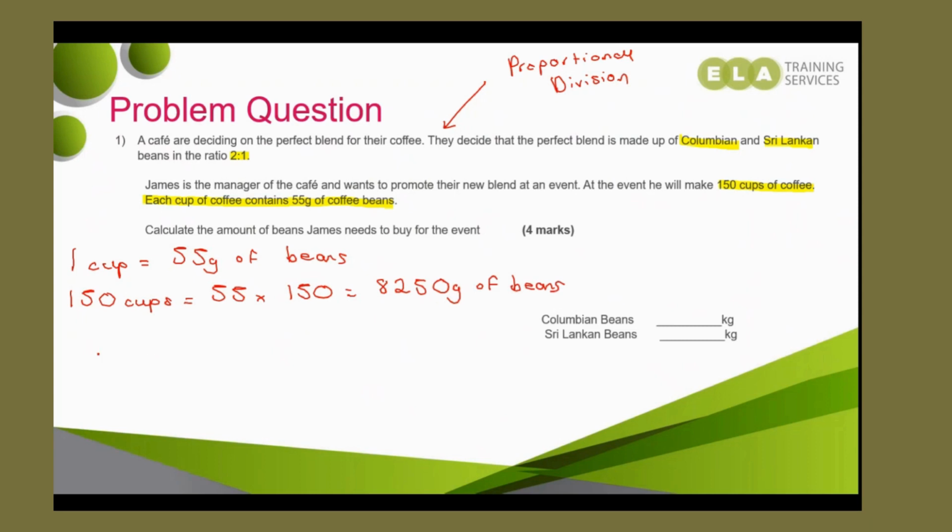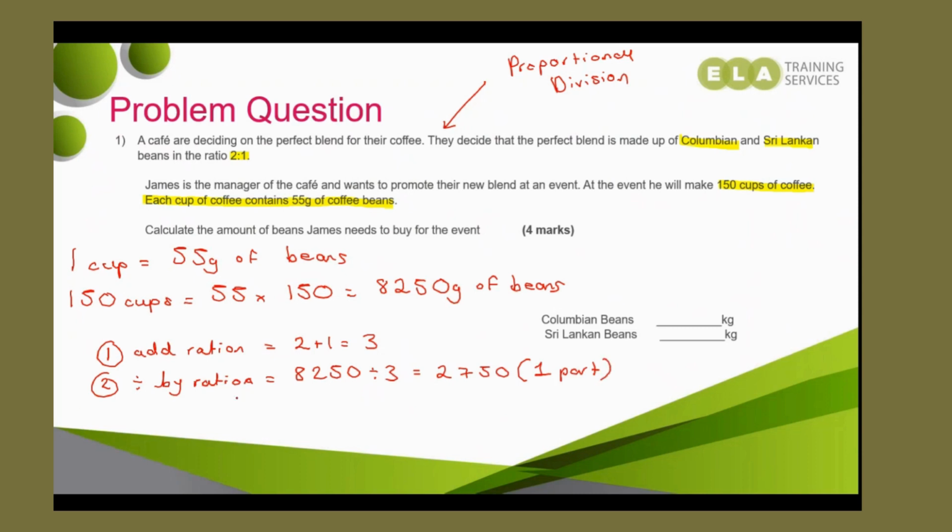So, as before, we add our ratio. So step 1, add ratio. We know it's 2:1, which is 3. So 2 add 1 divide 3. And then we divide by the ratio. So we know our total is 8,250. So 8,250 divided by 3 gives us 2,750. And that is 1 part.